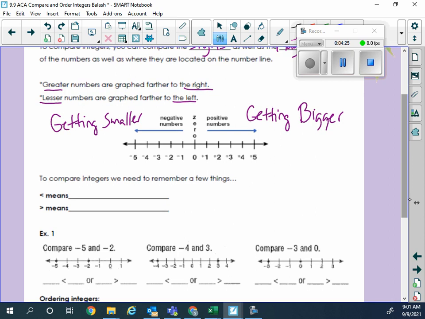To compare integers, we need to remember a few things, all right? First of all, this little symbol right here. How do you read that symbol? What does it mean? Greater. Less than. Okay. I know that way back in elementary school, some wonderful teacher probably told you some awesome way to remember these signs. You can tell me one way that you learned.